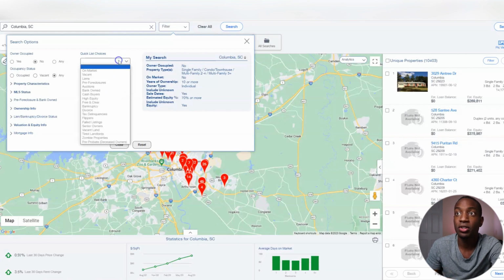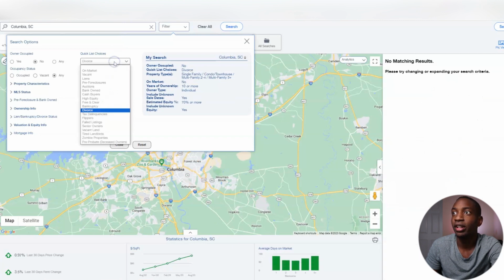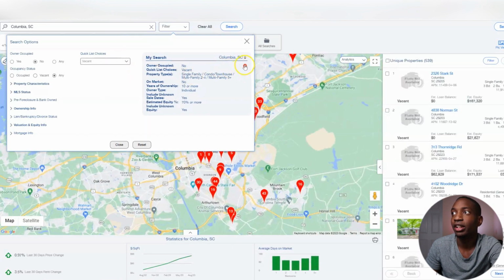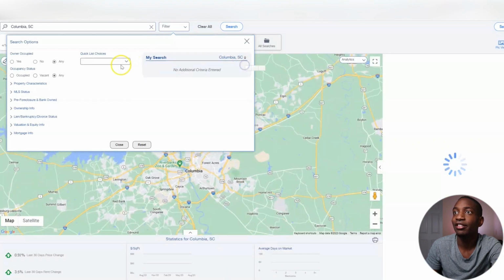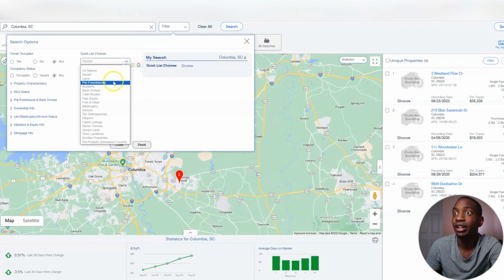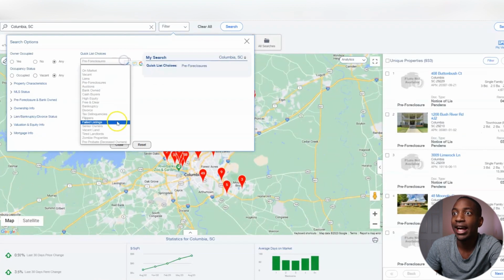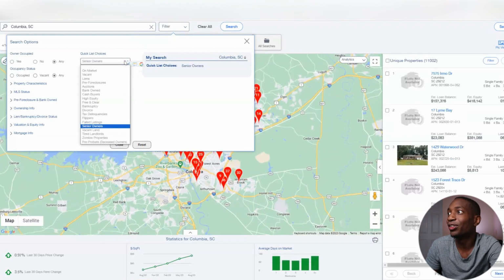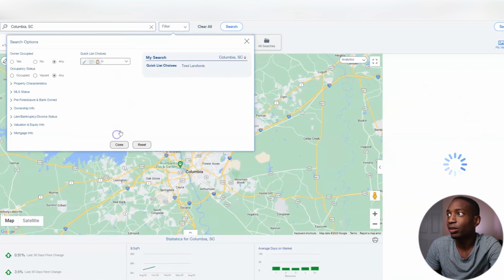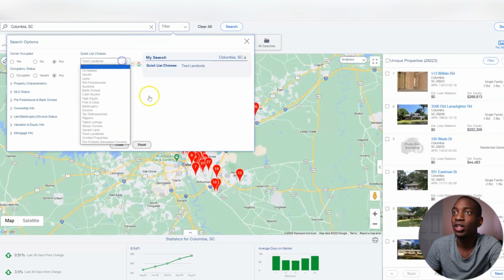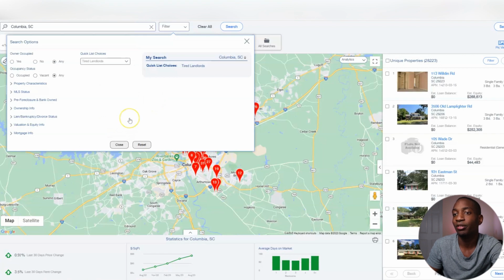The other good thing about PropStream is that they have these quick lists. So let's say you want to target divorcees. Well, there's none here because I put all these other things here, but I put vacant. If I exit out of all of that and I put divorce, let's see if there's any properties. There's 4 properties here. Pre-foreclosures, that's a list of 1,000. Senior owners, that's over 11,000. Tired landlords, based off of what they do. And then you can drill it down even more based off of what you're looking for.